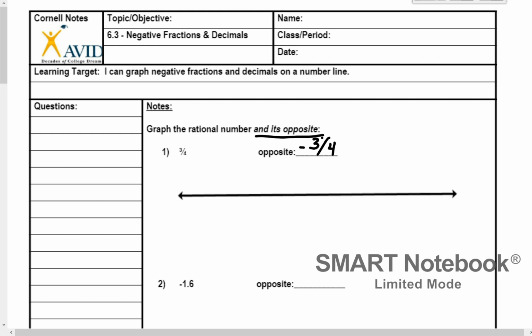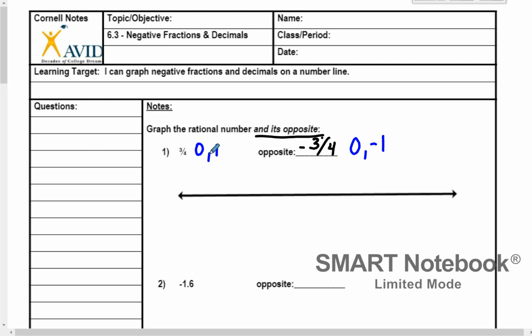What I want you to do next is decide which two integers each of these fractions fall in between. That's going to help us know where our number line has to start and end. So 3/4 is in between 0 and 1. I'm going to write it next to it in a different color, so it stands out. 0 and 1. And negative 3/4 is in between 0 and negative 1 on the number line.